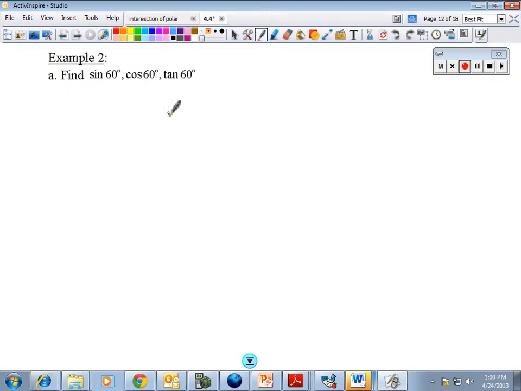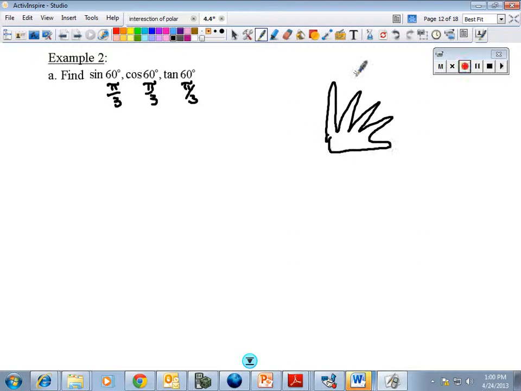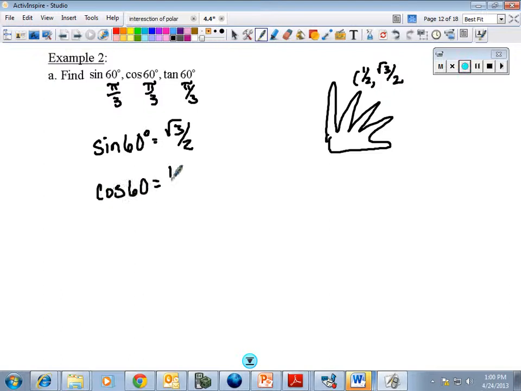Alright, and now 60 degrees, which is pi over 3. So if I asked you to find sine of pi over 3, and you used your hand, pi over 3 is here, so that's the point 1/2, square root of 3 over 2. And if you check your circle, 1/2, square root of 3 over 2. Okay, so sine is the square root of 3 over 2. Cosine is 1/2. Tan is the square root of 3 over 2 over 1/2. The 2's cancel, and you just get the square root of 3.